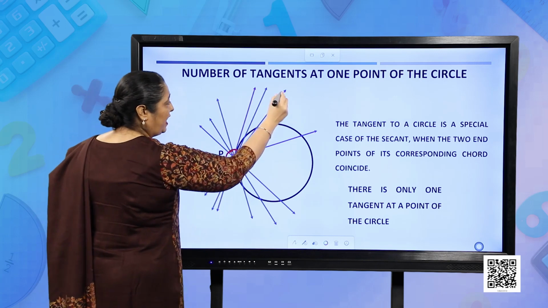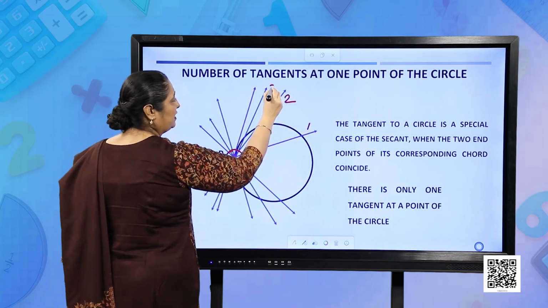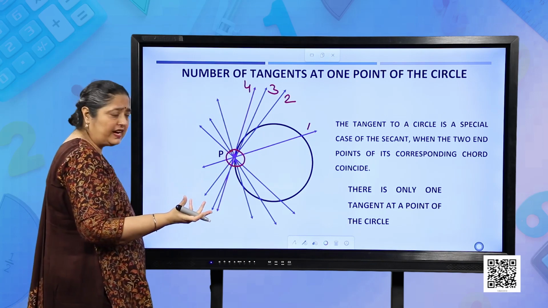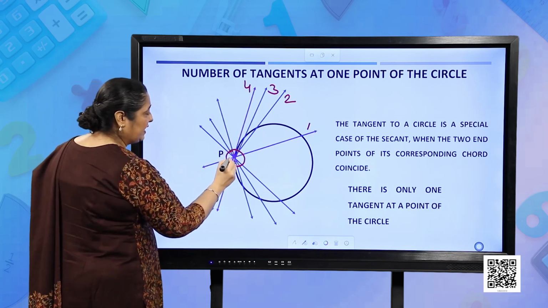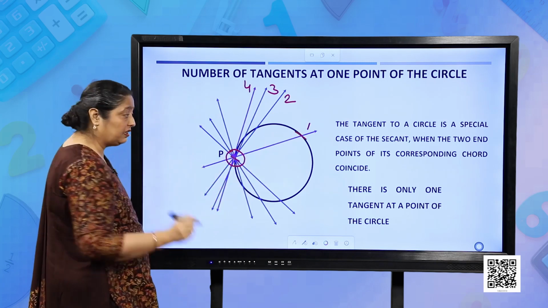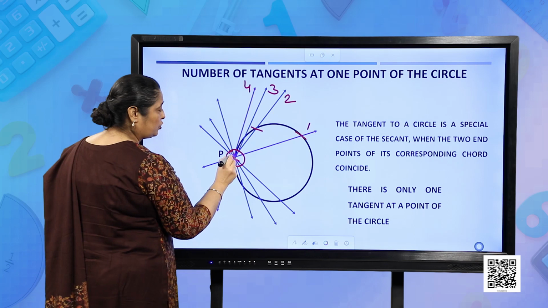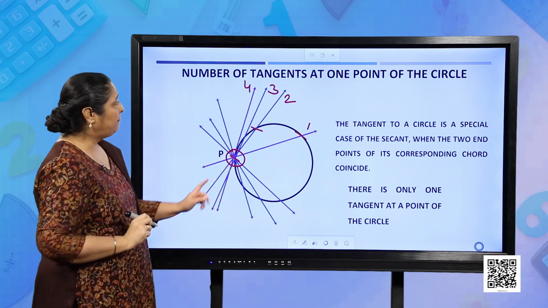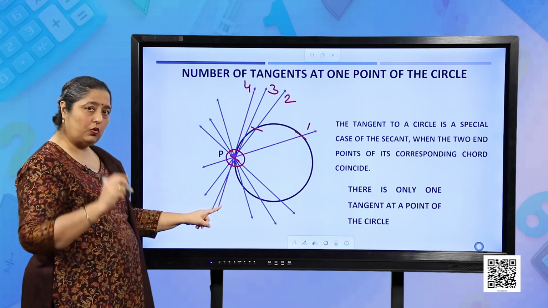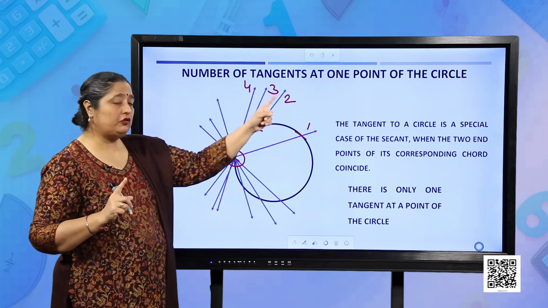Now, this is one line, this is the second line, this is the third line, this is the fourth line. A number of lines, right? Now, we can see that this line has 2 points on the circle. Again, line number 2 has 2 points on the circle. But if we see line number 4, how many points of contact? Only one.